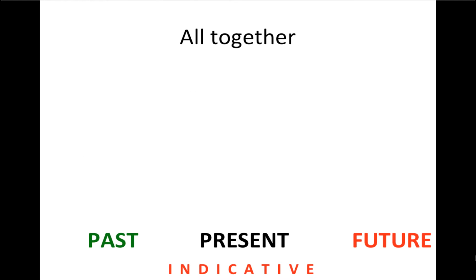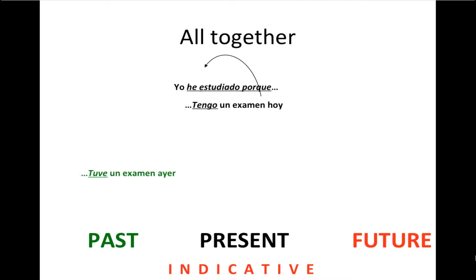Let's look at it all together, past, present, and future, in the indicative mood. Tengo un examen hoy, right now. I have an exam today. Yo he estudiado, porque tengo un examen hoy. I have studied, because I have an exam today. Notice the sequence of action, but it's still in the present tense. Yo he estudiado comes first, porque tengo un examen hoy.